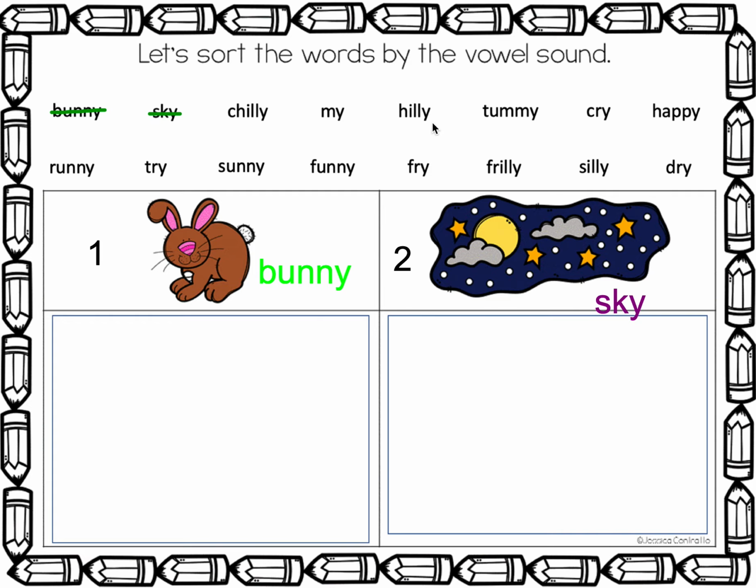Next one is hilly that starts with an H. You're going to write hilly and then one if it has a long E sound like in bunny or two if it has a long I sound like in sky on the end. Next one is tummy. You're going to write tummy and then one if it sounds like bunny on the end or two if it sounds like sky on the end.